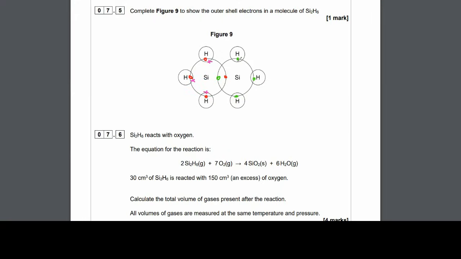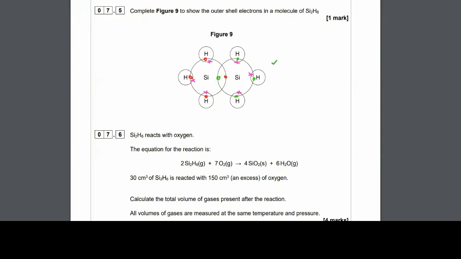And there we go. What you need to do next is check that each one has 8. So you take your finger and you go 1, 2, 3, 4, 5, 6, 7, 8. That silicon is happy. 1, 2, 3, 4, 5, 6, 7, 8. That silicon is happy. Now we check hydrogen. It's only got an inner shell, the smallest shell. It only needs 2. 1, 2. Boom. Very happy. Let's go.